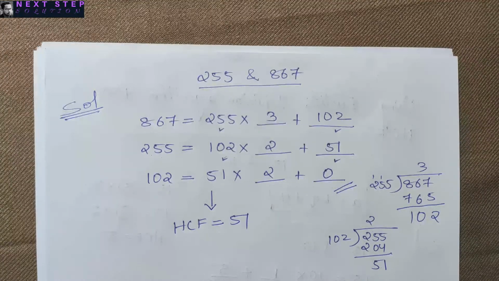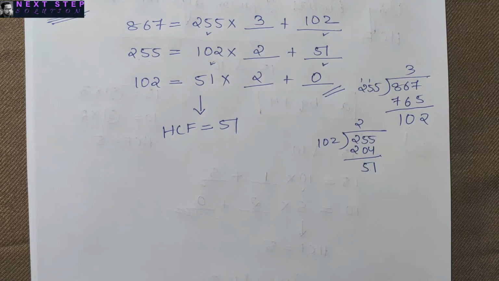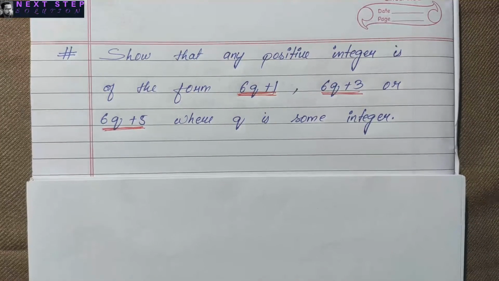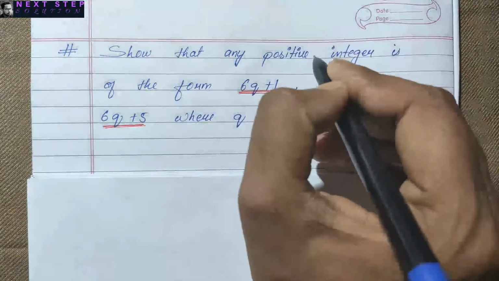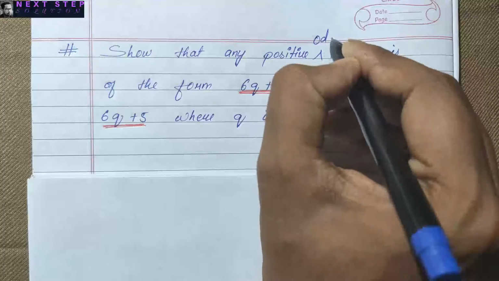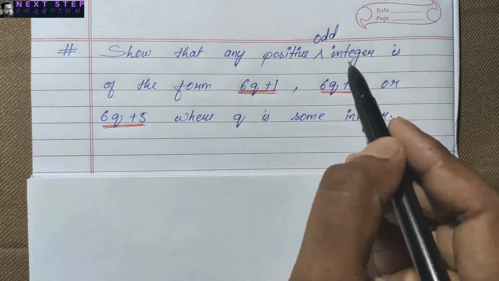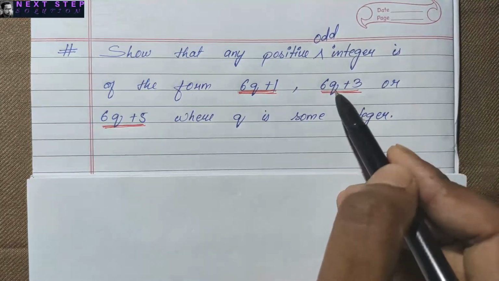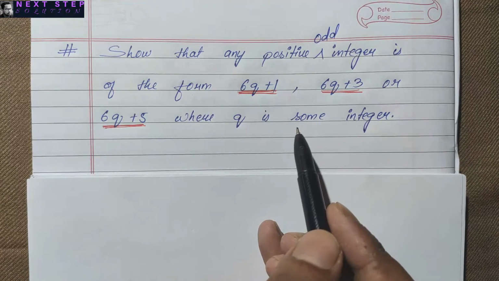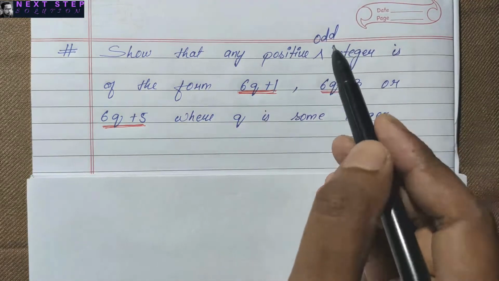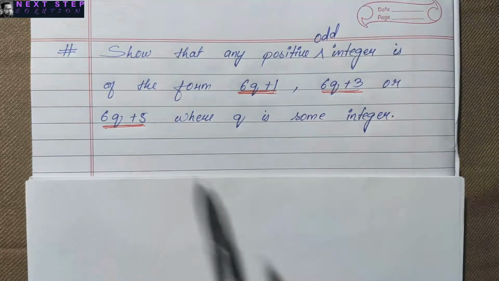Next we should see some proof questions which are given in the book. Now the question is: show that any positive odd integer is of the form 6q plus 1, 6q plus 3 or 6q plus 5, where q is some integer. We are going to show that all the odd numbers are in one of these forms.